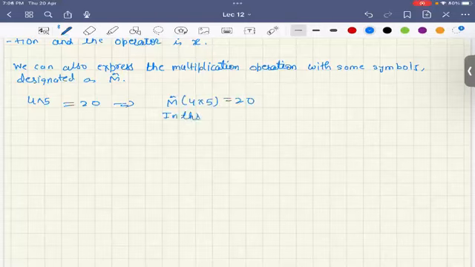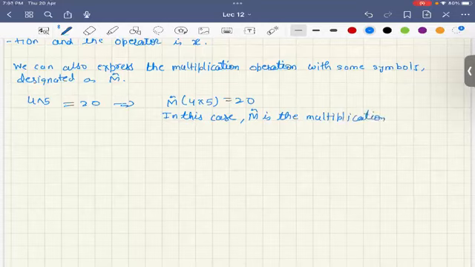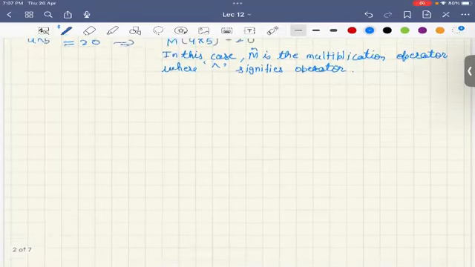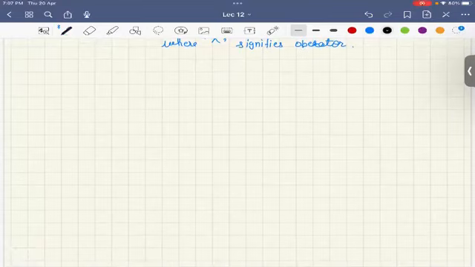So in this case, m cap is the multiplication operator, right? Where the cap signifies an operator. So with this understanding, we'll go to the Schrodinger wave equation for hydrogen atom.